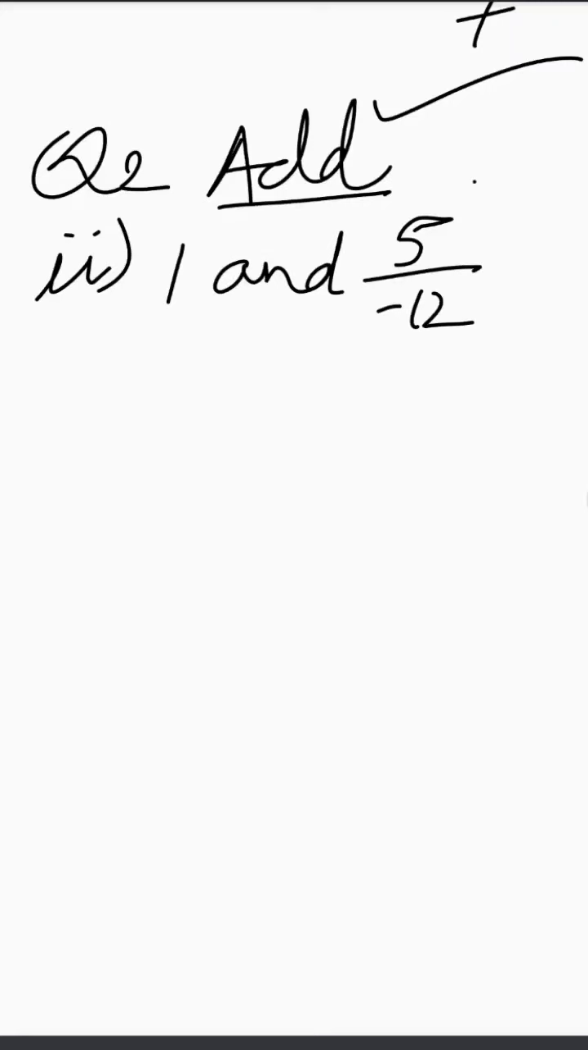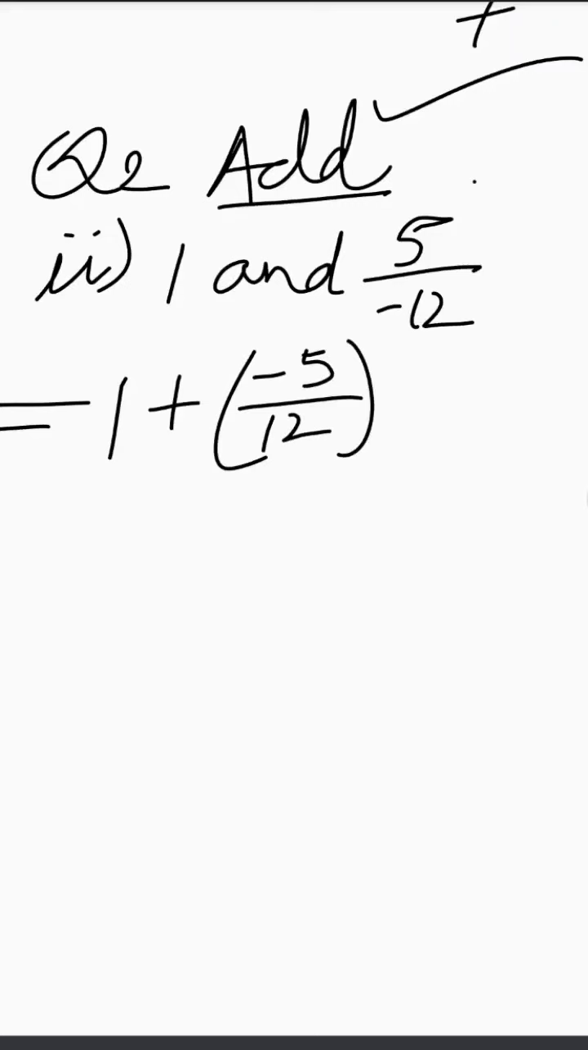So what you have to do? You have to make it positive. So directly also you can write. See how I am writing. As the heading is add, we write 1 plus, this minus, here you will write now minus 5 by 12. What I have done, you know, I have multiplied numerator and denominator by minus 1. So this minus comes here and this minus becomes plus.